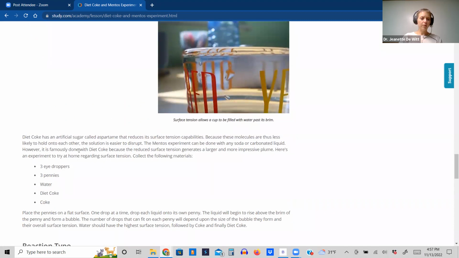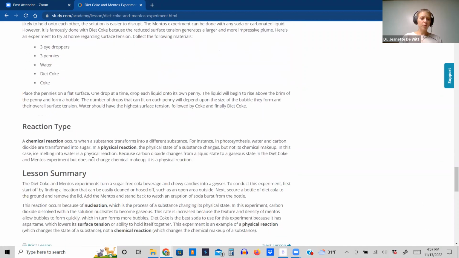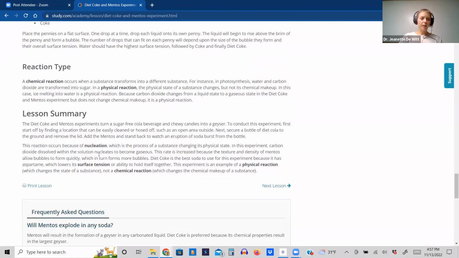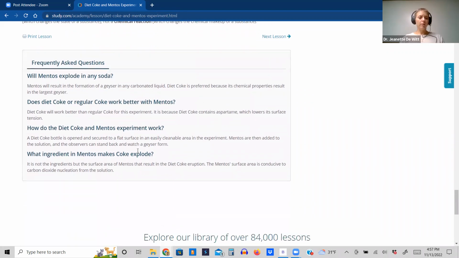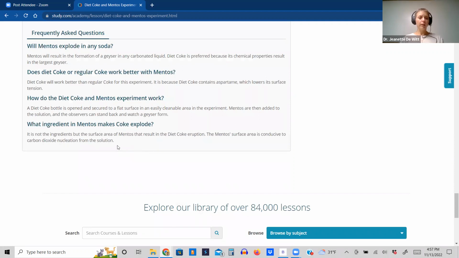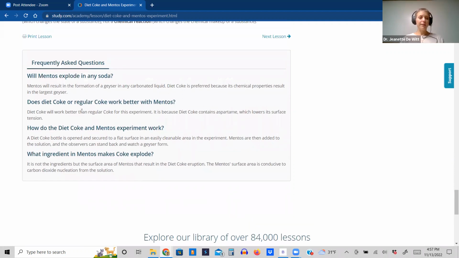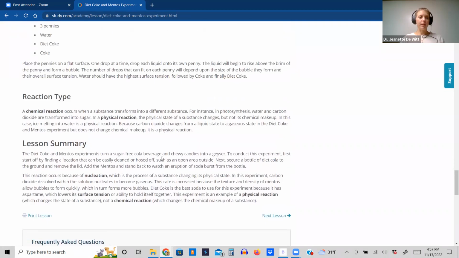and it's explaining some different parts of why: aspartame, artificial sugar, surface tension. Then it's going into different chemical reaction and physical reaction types. So we're getting good vocabulary with this, and we're getting questions about the experiment. And your student can absolutely answer those questions, and you have the nice asset of study.com as a resource to give you the answers and what might be expected.